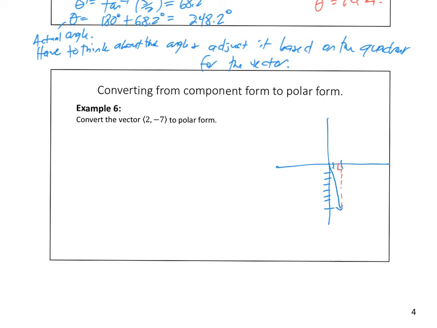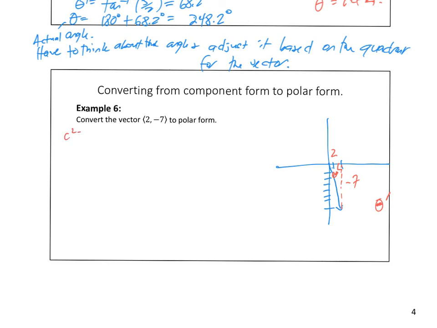So the right angle is always relative to the horizontal. The angle here, I'm going to call it theta prime. That's my angle inside. I hope you know that little apostrophe notation. That's called prime. Theta prime is inside the triangle. My side lengths are +2 in the x direction, -7 in the y direction. So let's find the hypotenuse first.